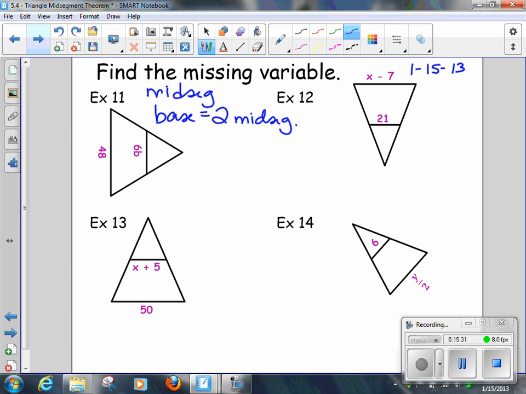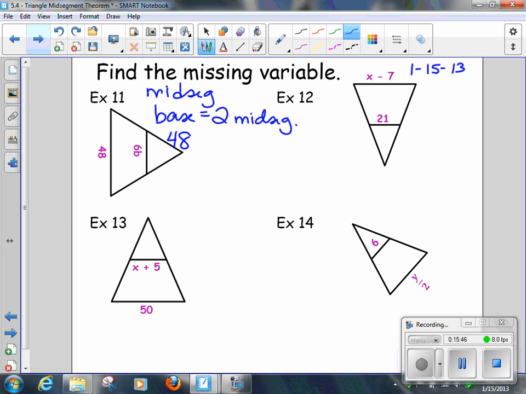I wrote it down the first time. I just wrote that up there. Base equals 2 times midsegment. One time you had midsegment equals half base. All right, but this goes with this problem. What's the base? But I wrote it up there. Okay, I got you. Base 48. The base is 48.